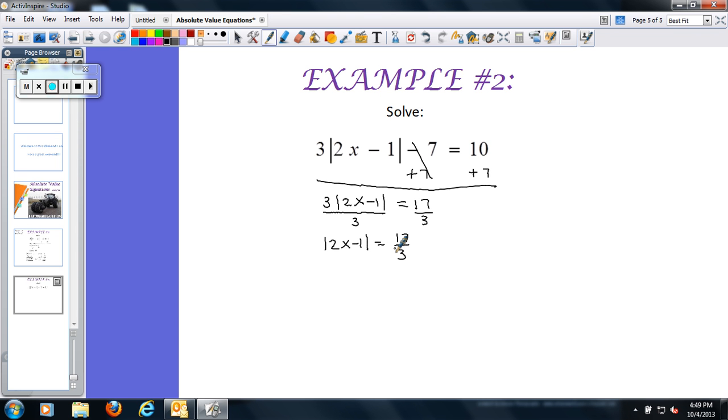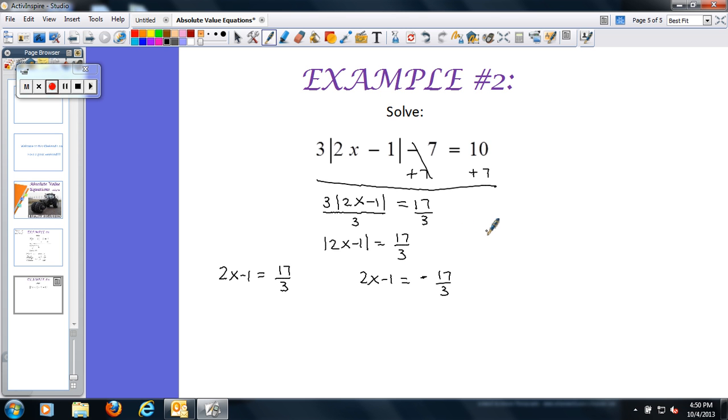Now, I understand you guys don't like working with fractions. Hey, I don't like working with fractions. But sometimes it's necessary, and you just have to get better with fractions in order to be very good at these problems. So now I'm going to make my two equations. I've got 2x minus 1 equals 17 over 3, and I've got 2x minus 1 equals negative 17 over 3.